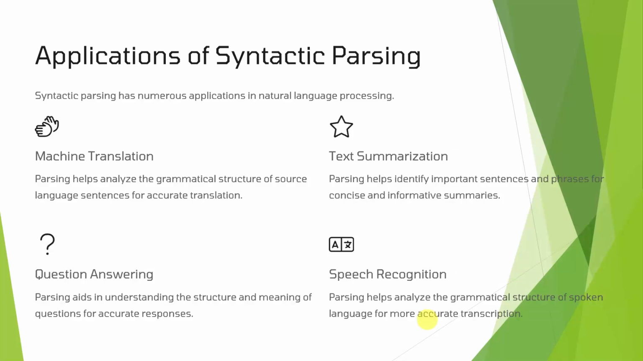So what are the applications of syntactic parsing? Syntactic parsing has numerous applications in NLP. One is machine translation: parsing helps analyze the grammatical structure of source language sentences for accurate translation. In text summarization, parsing helps identify important sentences and phrases for concise and informative summaries. In question answering, it helps understand the structure and meaning of the questions for accurate responses. And in speech recognition, parsing helps analyze the grammatical structure of spoken language for more accurate transcription. These are some of the applications of syntactic parsing.